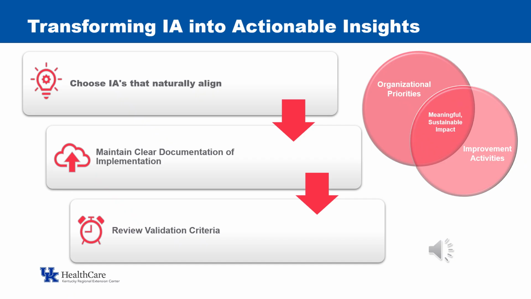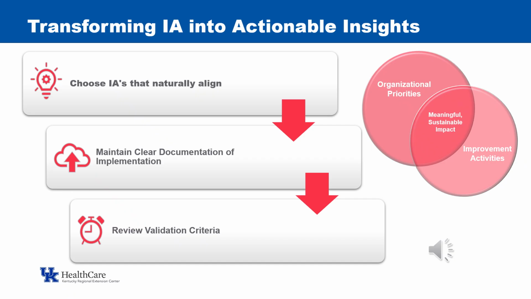Next, it's important to maintain clear documentation of implementation. This means keeping detailed records of what has been done, when, and by whom. And having this documentation not only supports your attestation, but also helps ensure consistency if staff or processes change. So maintaining clear documentation can mean meeting minutes or attendance logs, any training materials that have been developed and used, reports or dashboards on any improvement activities, and including workflows and processes can also help maintain that clear documentation of implementation.